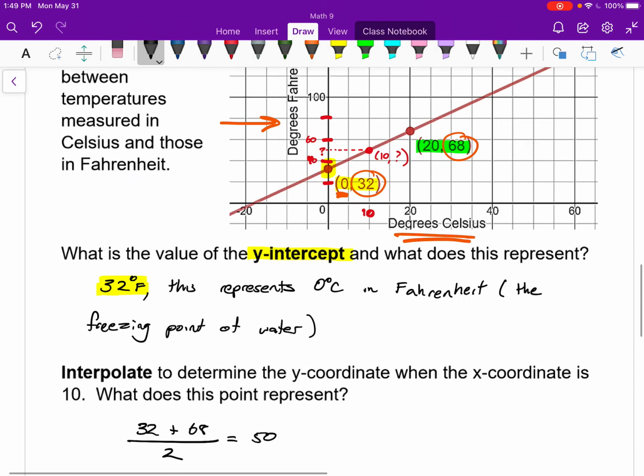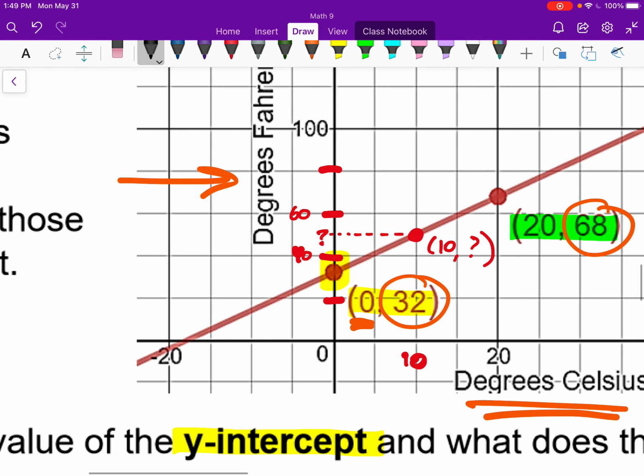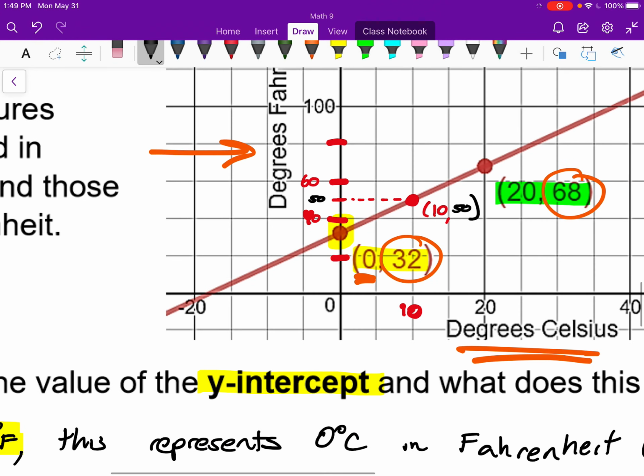All right, so, oh yeah, to be honest, what I said before was pretty lousy estimation. Sorry, halfway between 40 and 60. Halfway between 40 and 50 is 45. I'm not sure how I got 45 there. But anyways, looking at this, it looked like it was halfway between 40 and 60. That's what I really should have said. And now I know it really is exactly halfway between 40 and 60. So the coordinates of this point are 10, 50, which means 10 degrees Celsius is 50 degrees Fahrenheit.